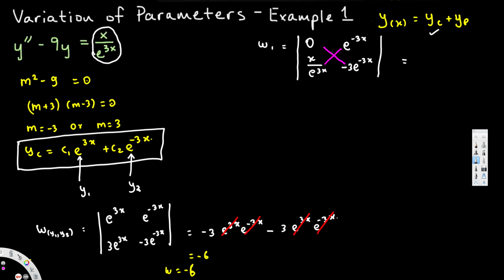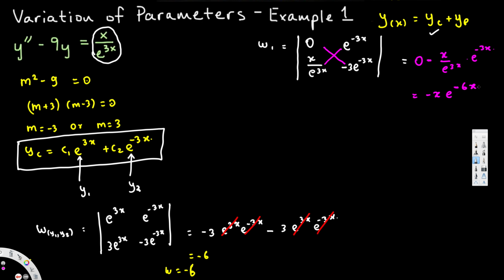So this is going to be 0, right? Because 0 times anything is going to be 0. And on the other side we are going to have x over e power 3x times e power minus 3x, and if you see, this is going to become e power minus 3x times e power 3x. Okay, so this is going to become negative x e power minus 3x minus 6x, because this is going to become minus 3x minus 3x, which is minus 6x.